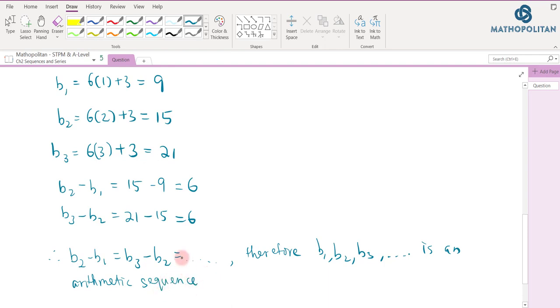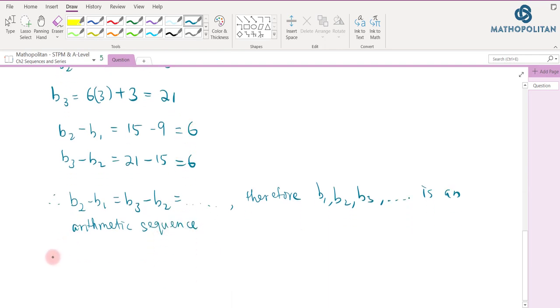common difference. So what is the first term here to answer the question? The first term is equal to 9, that is B sub 1. And the common difference is equal to 6. So that answers part B.